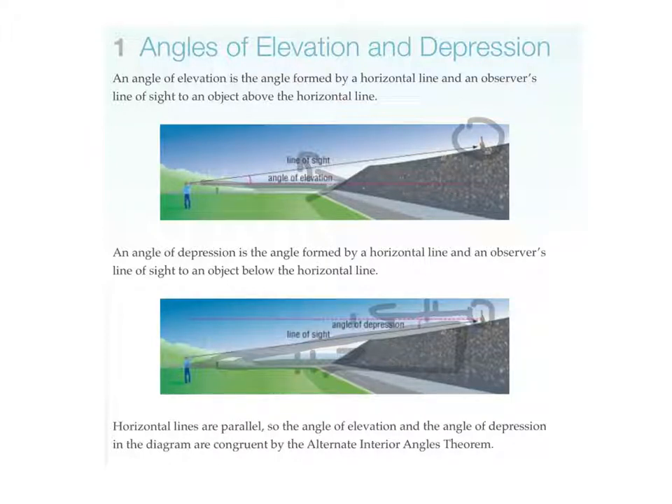So you either have to use the fact that this angle here is 90 degrees and subtract your angle of depression from 90 degrees in order to find your angle inside the triangle, or the fact that you've got alternate interior angles and your angle of depression is the same as your angle of elevation.